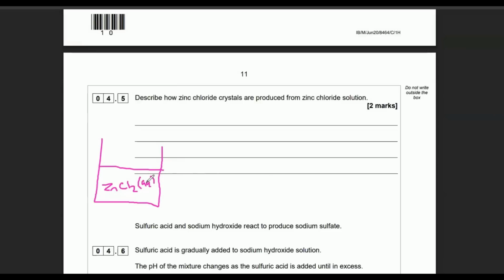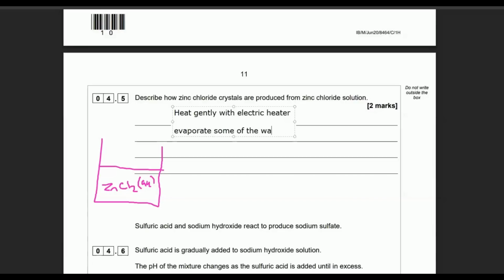They want to get the water away and just leave behind solid zinc chloride. So what we want to do is heat gently with an electric heater. Best not to use a Bunsen burner, but you can use a Bunsen burner as long as you use the word gently. Heat gently with a Bunsen burner. We can just say heat with electric heat. That's going to evaporate some of the water.